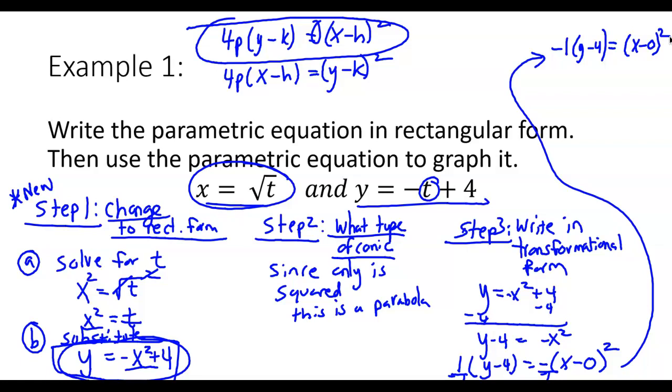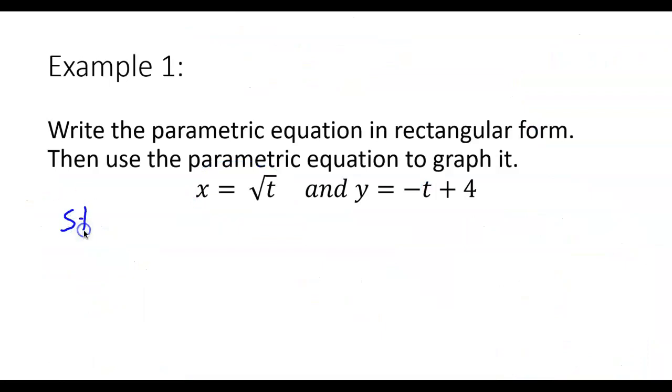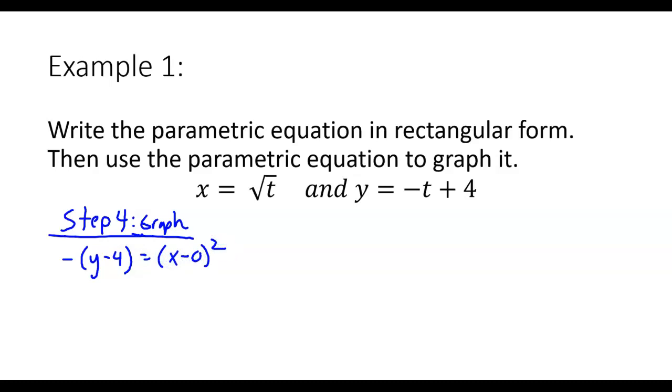And now the last thing we're going to do is we're going to go ahead and graph it. So I'm out of space, so I'm going to delete this. If you need to pause the video here to finish writing, go ahead. So I have negative y minus 4 is equal to x minus 0 squared. Now, if you don't remember how to graph your conics, you'll want to look back at your lessons 14.1 through 3. For parabolas, that was lesson 14.1.